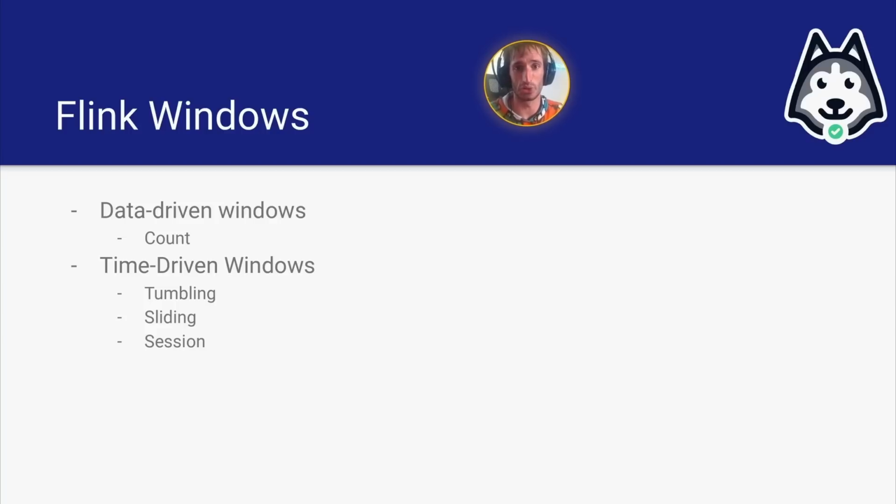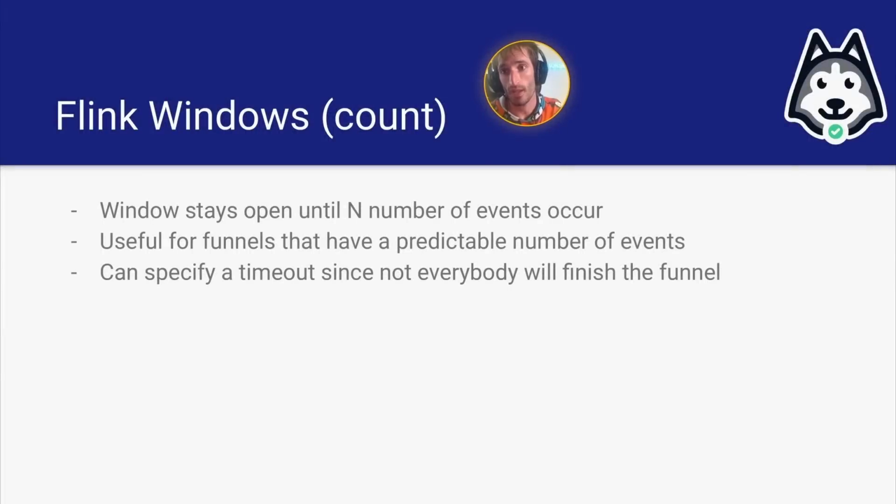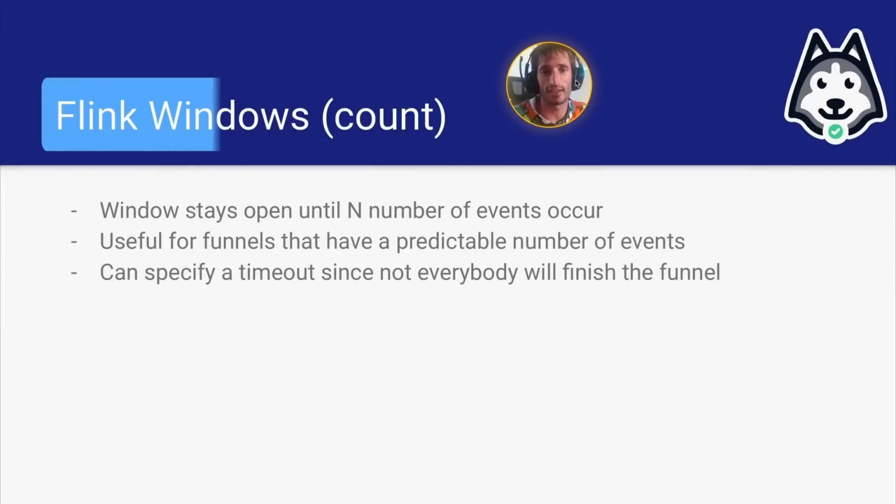So we'll go over a little bit more. When it's a data-driven window, how that works is you open a window and then you say this window stays open until I see n number of events. Then we have these time-driven windows: tumbling, sliding, and session. We're going to go over each one of those in detail so that y'all will be more aware of what's going on there. So first off, let's go with the count window.